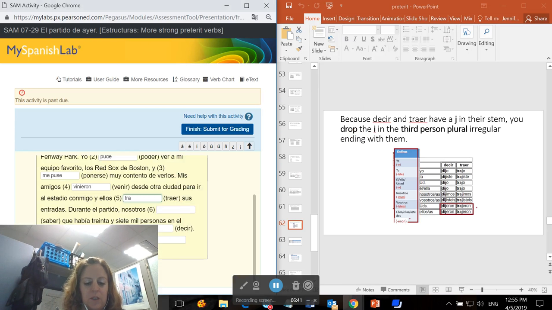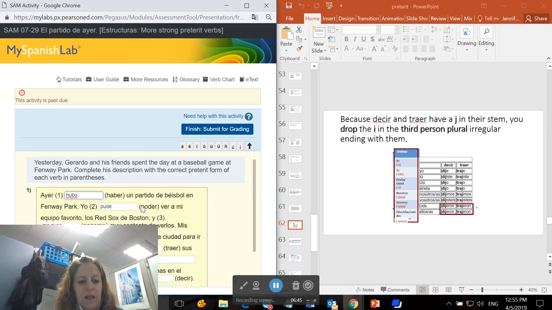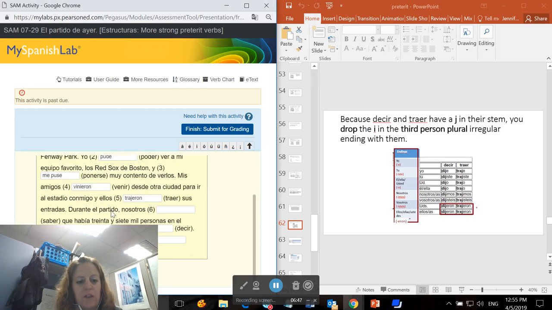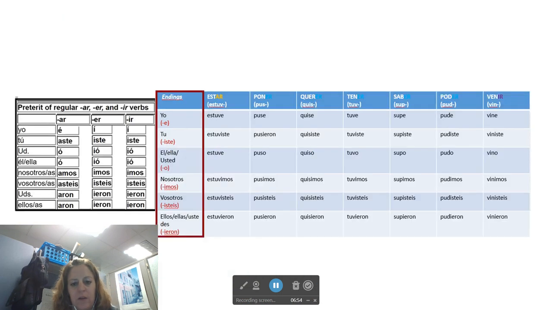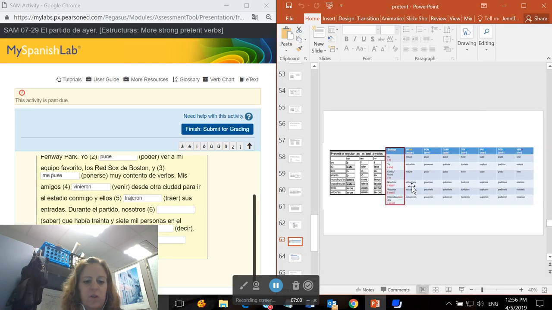Ellos trajeron sus entradas. Durante el partido, nosotros saber. So then we want to go back out here. What is the stem for saber? Saber is S-U-P. If it's for nosotros, it becomes supimos. So that's what you put here.